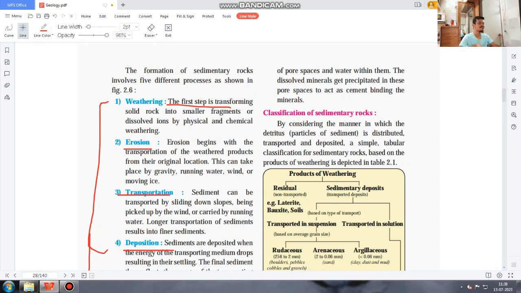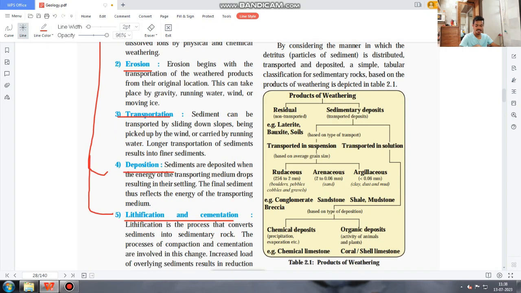Mostly this doesn't come in the board exam. Maybe they might ask in your college exam. So you can just read it off.